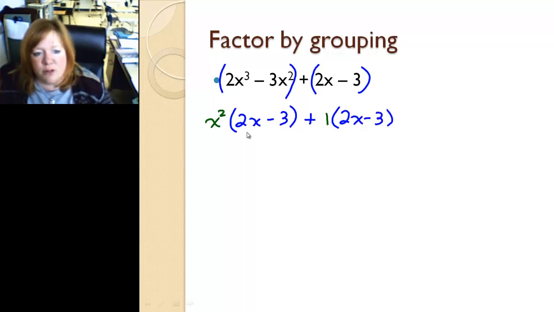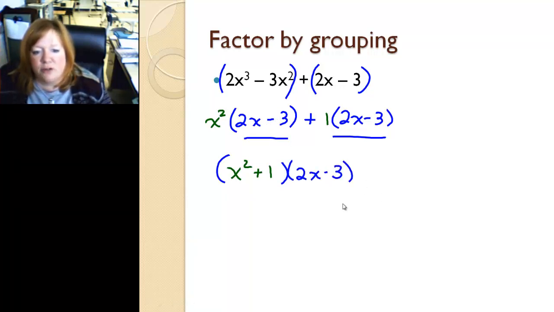Now, if you notice, both of these match. That means they're a common factor. So you can actually factor that out. x plus 1 times the quantity 2x minus 3. So whenever they match like that, you can rewrite it and it's factored. All right, so I hope that refreshed your memory on factoring and polynomials, and I will see you later.